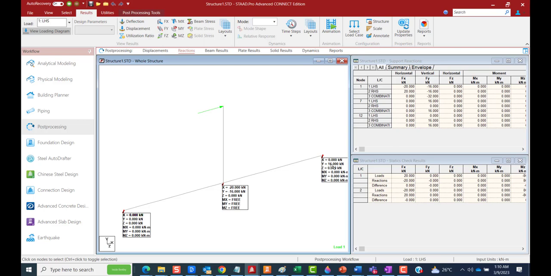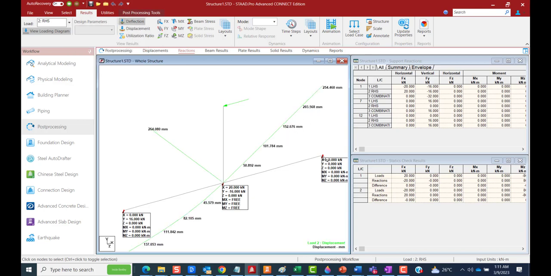The support reaction is here only, and to maintain the equilibrium condition, this point has ultimately borne the opposite reactive forces. Okay, so remember this value: 16, minus 16, and 0. Now the same thing if we see for the other loading action, where the magnitude is the same but acting in the opposite direction.